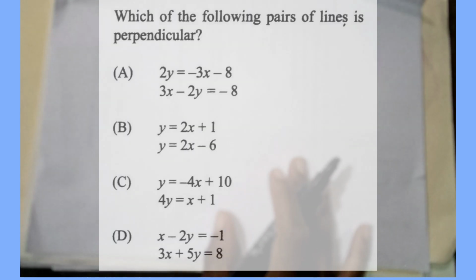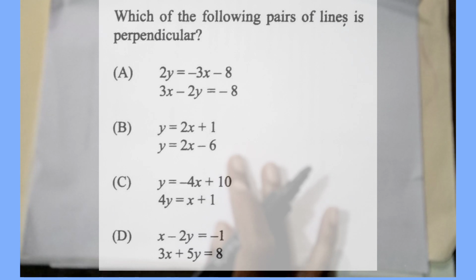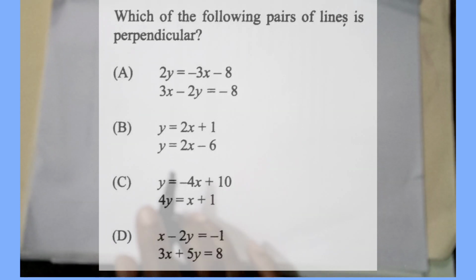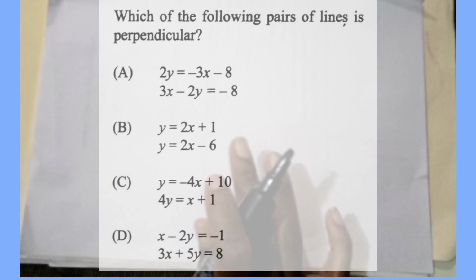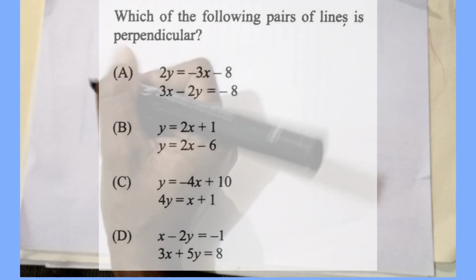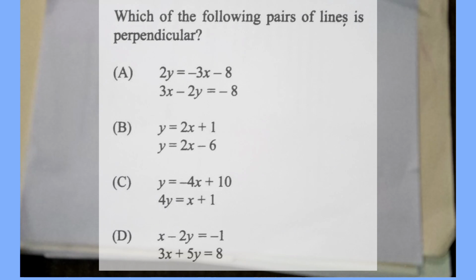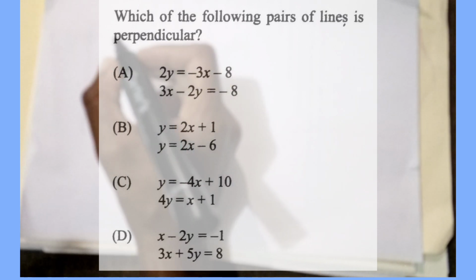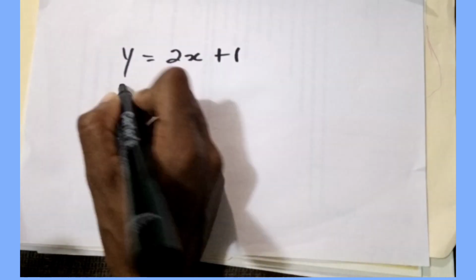Alright, so which of the following pairs of lines is perpendicular? Now, you should remember perpendicular lines. What makes 2 lines perpendicular? You know they are perpendicular whenever the product of their gradients is equal to negative 1. So whenever you take their gradients and multiply them, your result should be negative 1 if they are perpendicular. So you have to go ahead now and make sure that your equations are written in the form y equals mx plus c.